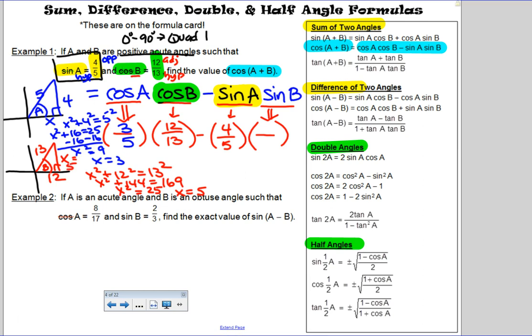So when I go over here to fill in my sine of b, I now know it's going to be the O side 5 over the H side 13. And it's positive because we're in quadrant 1. So I filled in all the pieces of the puzzle that I need, and now I have to type this into my calculator. So let me get my calculator.